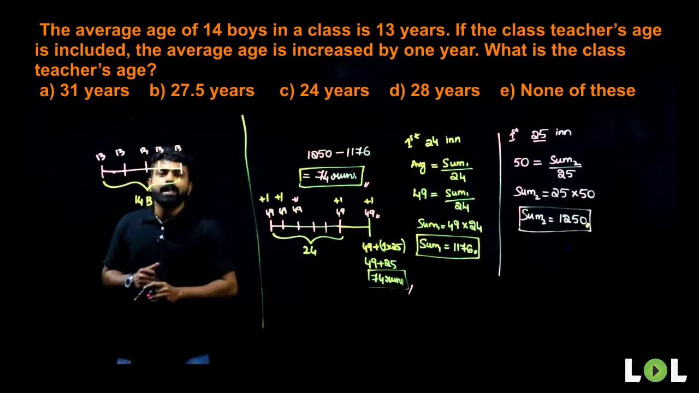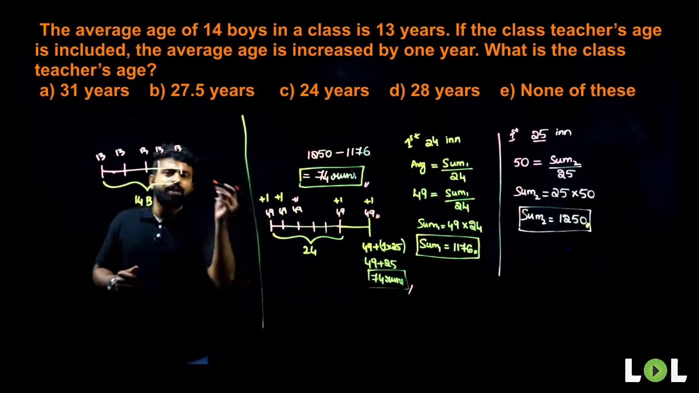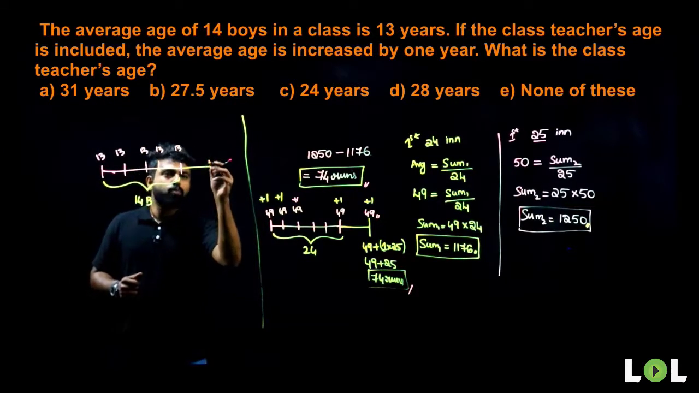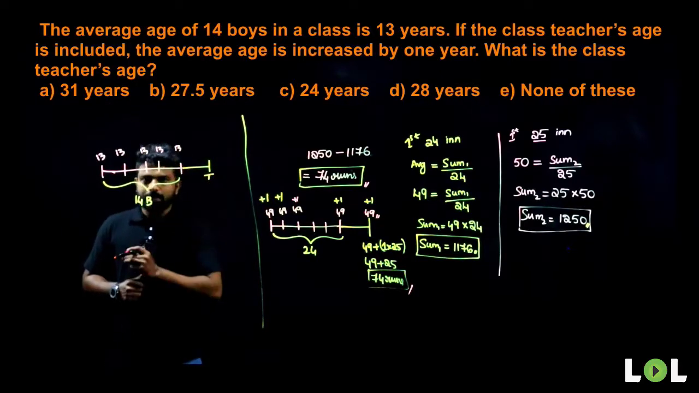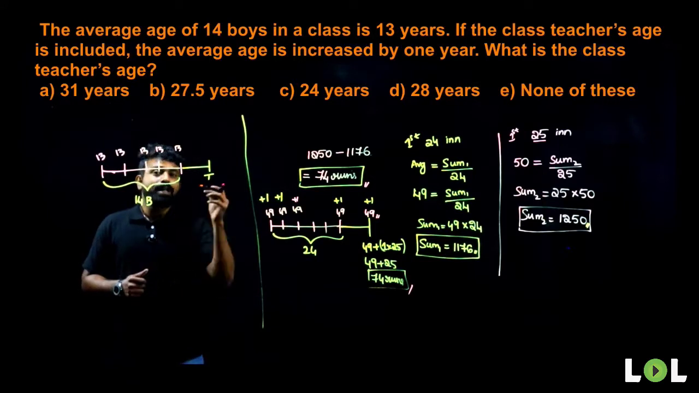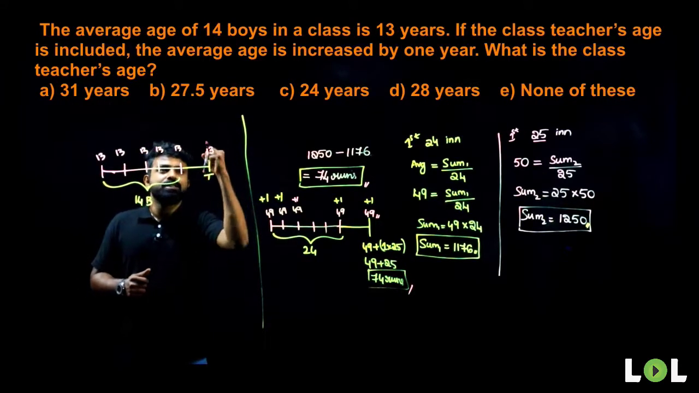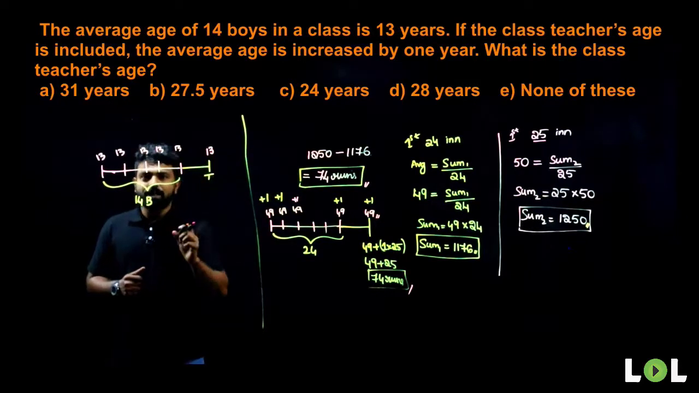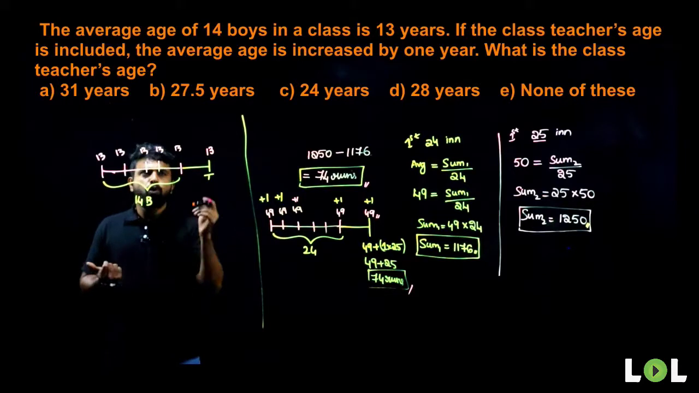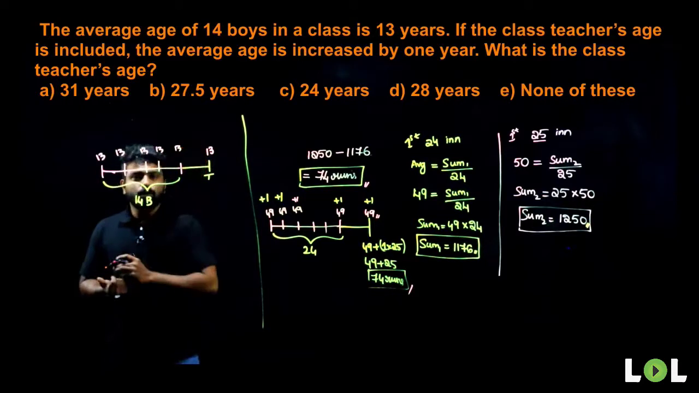Now what are they telling? They're adding the age of a teacher. So now there is one more person that is added. Who is that? That's a teacher here. They're telling that the average increases by 1. First let me consider that the teacher's age is 13 years. Now if I add a teacher whose age is 13 years, will the average change? No, because all the observations are equal now.